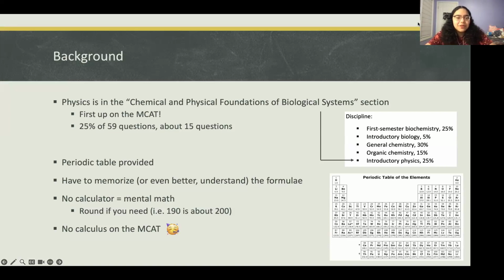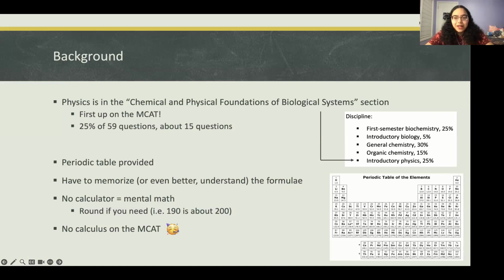You do have to memorize the formula. You won't have a formula sheet the way you do in college physics. But what's even better is to actually understand the formula. You won't have a calculator. So mental math becomes important, and I highly recommend rounding if you need, especially based on the answer choices. Usually the answer choices will be very far off in terms of numbers. You might have like 100, 500, 1000, 5000. And if one of the numbers you're dealing with is like 190 and you round that to 200, that's not going to cause that huge of an issue where you won't be able to tell the answers apart. So definitely round for the mental math.